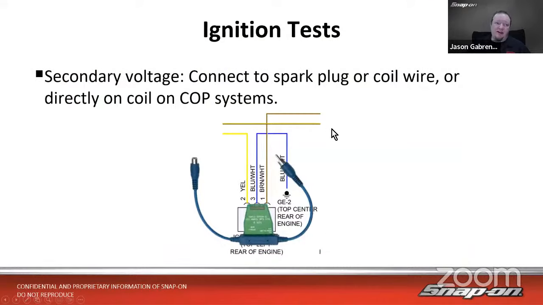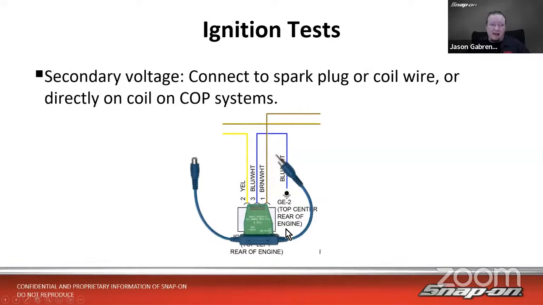And then we can also check secondary voltage. On the majority of vehicles, there are some vehicles where it's darn near impossible to check, but the majority of vehicles nowadays, you can still test it. You may need a coil on plug adapter, or there could be a couple other different ways to do it. But for secondary voltage, you're going to hook up to the spark plug or coil wire if equipped, or directly onto the coil on plug system.